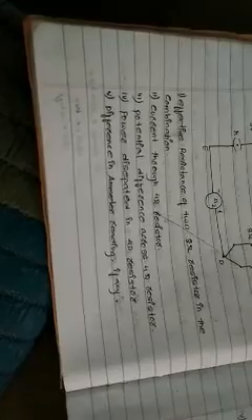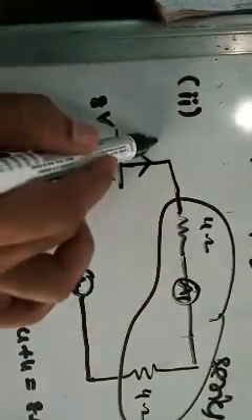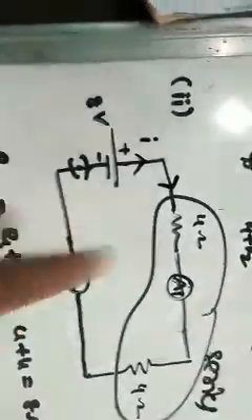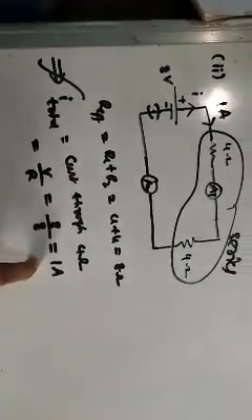Now coming to the third question: potential difference across the 4 ohm resistor. That means this is the 4 ohm resistor. So how to find the potential difference across it? Very easy. See the circuit diagram. Current is flowing like this, and this current is flowing through the 4 ohm resistor also. Just now I found how much current is flowing here: 1 ampere is flowing.